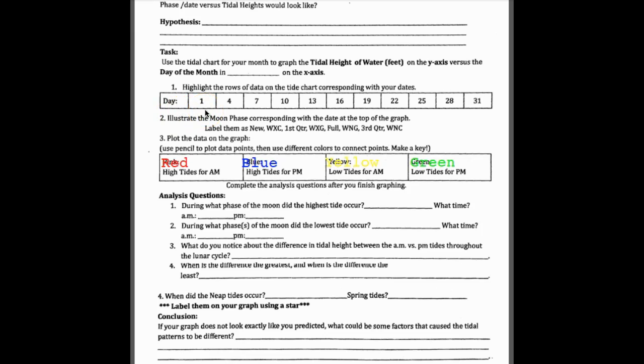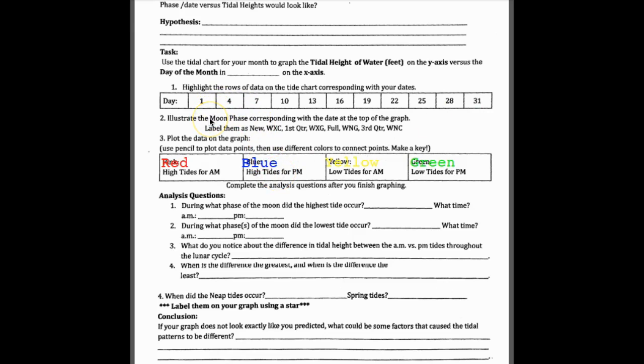So when we actually go to graph our data today, we are not going to use every single day. So we will not graph every single day on our graph. Instead, we will graph days 1, 4, 7, 10, 13, 16, 19, 22, 25, 28, and 31. So we are basically going to be graphing every 3 days onto our graph.